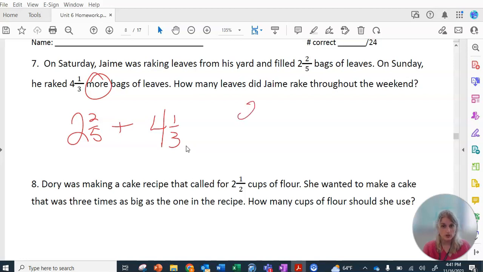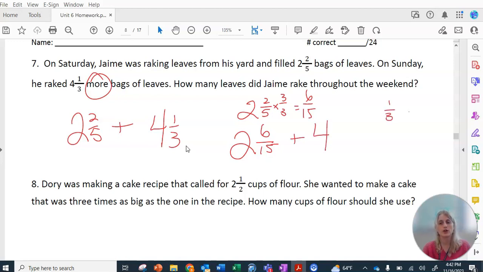So I'm going to change my 2 2/5. I'm going to make it 15ths. I don't need to change my 2. I can just change my fraction. 5 times what number makes 15? 3. 2 times 3 makes 6. So this is now 2 6/15 plus 4, and we need to change 1/3 to also be 15ths. 3 times 5 gives you 15. 1 times 5 gives you 5.